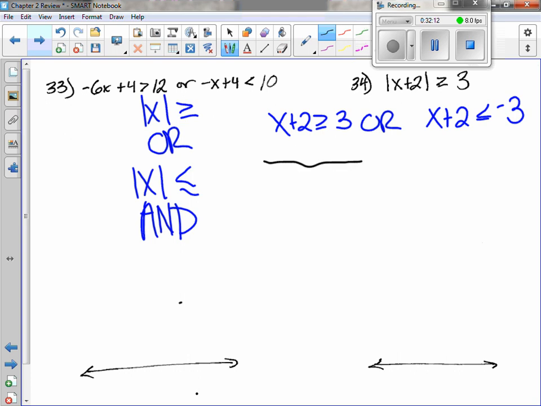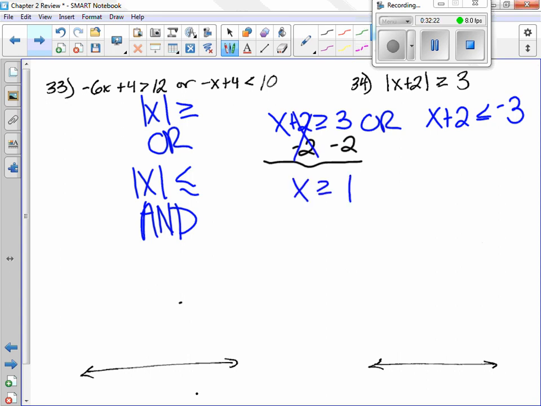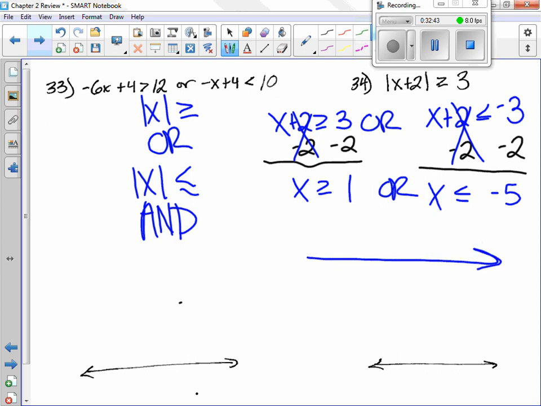So what we're going to do here is subtract 2 from both sides to solve for the value of x because we need to solve for both of these here. And these 2's will cancel, leaving us with x is greater than or equal to 1. We need to do the same thing to the other side. We're going to subtract 2 from both sides because negative 2 and negative 2 cancel, leaving me with x is less than or equal to, well, negative 3 minus 2 is negative 5.